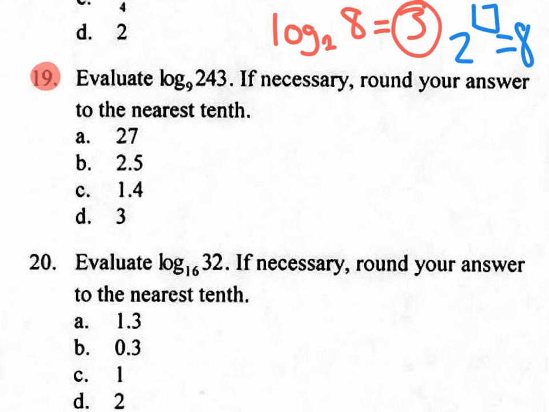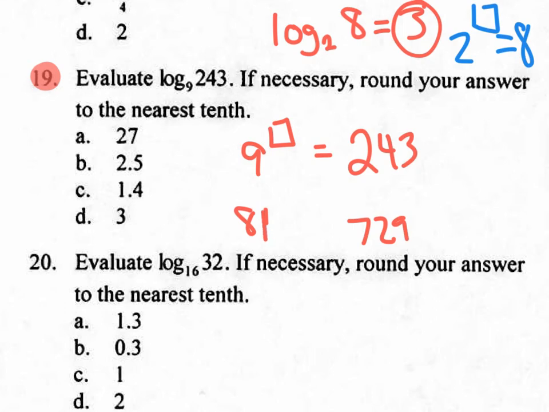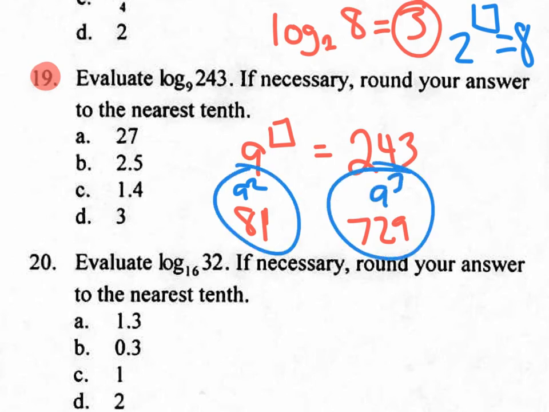So on number 19, first try to do this in your head, and you're thinking, okay, 9 to what power gives me 243? Well, I know that 9 squared is 81. And 9 to the third, 81 times 9, I don't really know. Let me do that on the calculator really quick. 81 times 9, and we get a tremendously huge answer, 729. Just to let you know, this one right here is 9 squared. That's how I got 81. This one's 9 to the third. That's how I got 729.